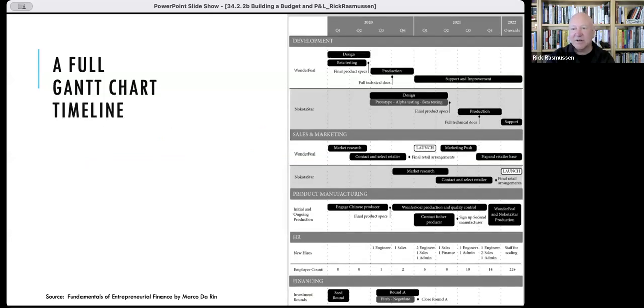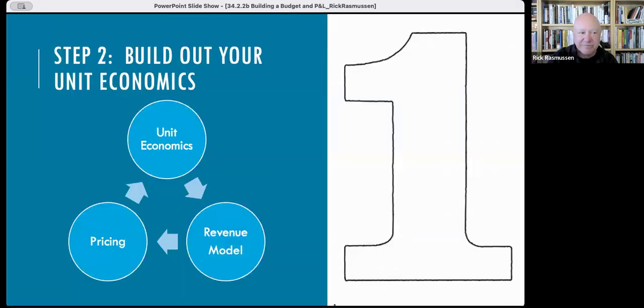Here's another one from one of my favorite books. This is Fundamentals of Entrepreneurial Finance. Also by quarters, it lists 2 products. Some of you may have multiple product lines. So here's Wonderful and Dakota Star. I don't know what they are, but here's our design. Here's our design later. It's about 6 months later. Here's our sales and marketing for those 2 products. Here's our product manufacturing. Here's the number of people I need. And here's the number of finances. So get the idea. All right.